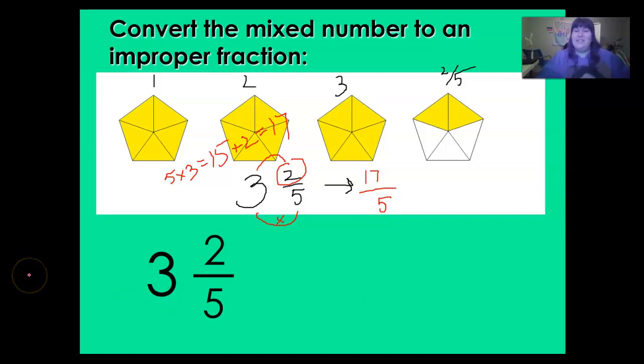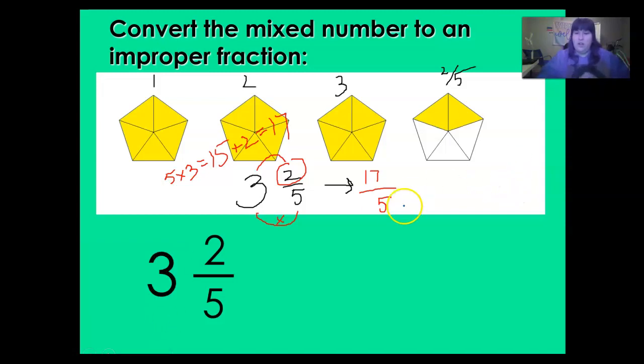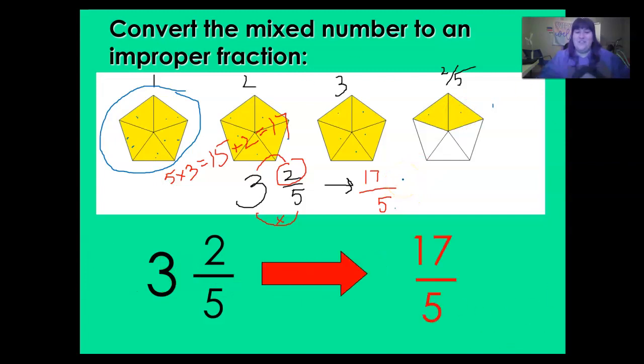17/5. If we looked at our image, I know I drew over it a little bit, let's see if our denominator is right. Are there 5 parts in one whole? Well, here's one whole, and I see 1, 2, 3, 4, 5. Okay, our denominator's right. Now let's count our numerator pieces. How many parts do we have shaded? 1, 2, 3, 4, 5, 6, 7, 8, 9, 10, 11, 12, 13, 14, 15, 16, 17. 17/5 is the same as 3 2/5.